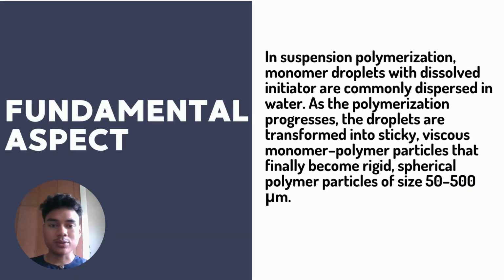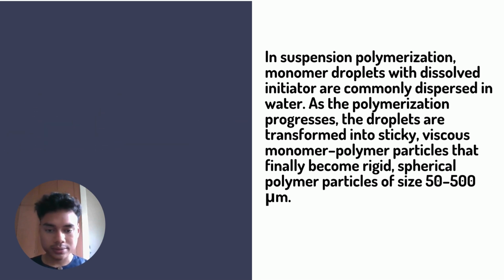What are the fundamental aspects of suspension polymerization? In suspension polymerization, monomer droplets with dissolved initiator are commonly dispersed in water. As the polymerization progresses, the droplets are transformed into sticky, viscous monomer-polymer particles that finally become irregular spherical polymer particles of size 50 to 500 micrometers.